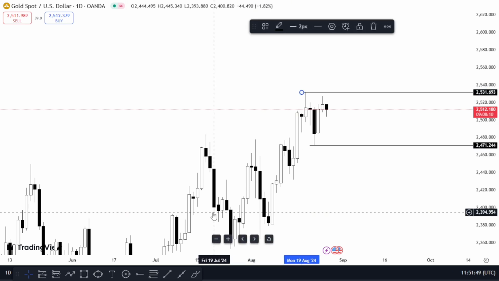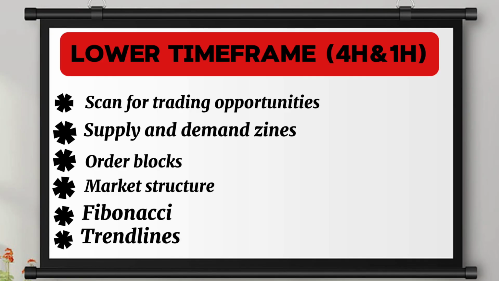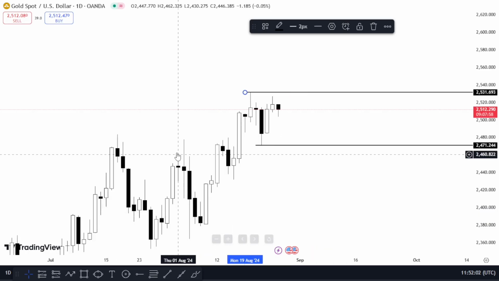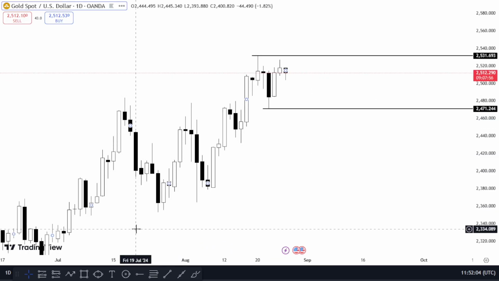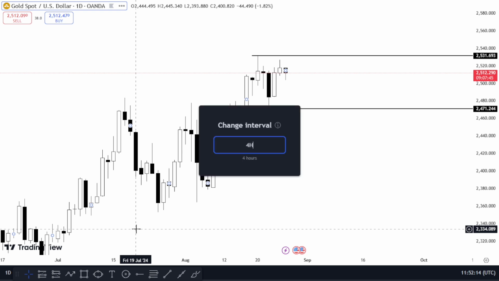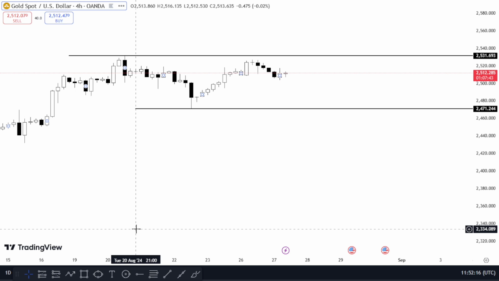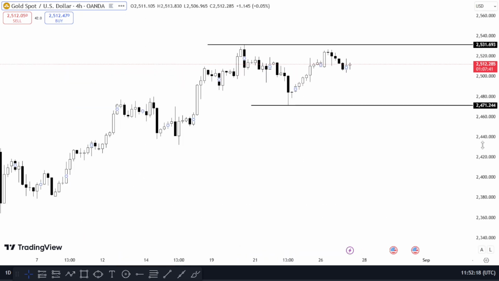After identifying the swing high and low on the daily or higher time frame, you step down to the lower time frame. What are you going to be looking for on the lower time frame? You're going to scan for trading opportunities, scan for supply and demand zones, order blocks, market structure, Fibonacci, and trend lines. You can use your trend lines to identify that this market is heading to the upside with whatever strategy you're using. For me, I just need to identify the swing high and the swing low, and then step to the 4 hours time frame to identify the short time frame structure of the market.